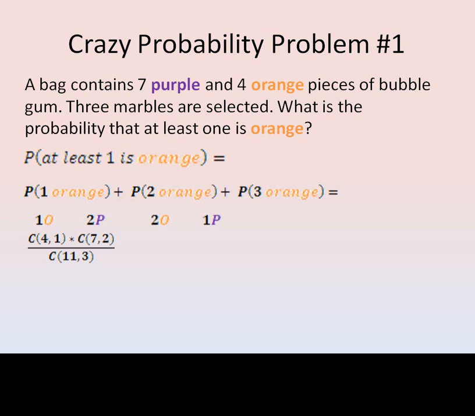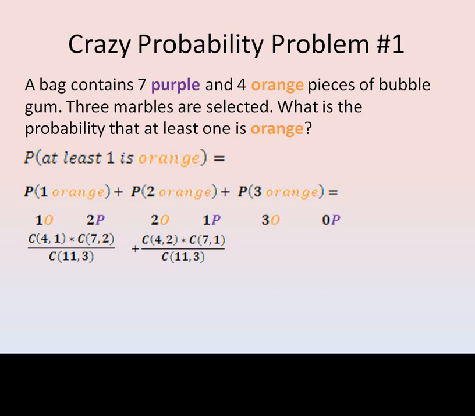When we're looking for the probability of choosing 2 orange pieces of gum, that means we're going to get 2 pieces of orange gum, 1 piece of purple gum. We find that probability by finding the number of ways we can be successful by getting 2 pieces of orange gum, and then the complement of that, 1 piece of purple gum, dividing that by the total number of outcomes there are when we're choosing 3 pieces of gum.